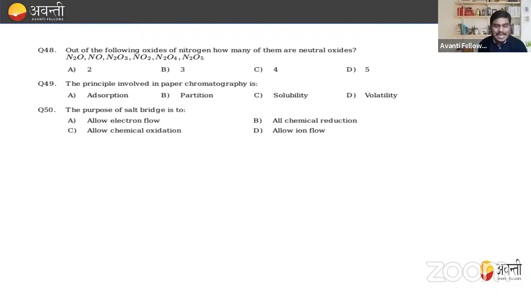That is N2O and NO. Whoever has done this, N2O and NO is absolutely correct. So these are the correct options. For question 48, which option is correct? That is A: the number of neutral oxides is only 2. Why? Because they are N2O and NO. So only 2 oxides are neutral.